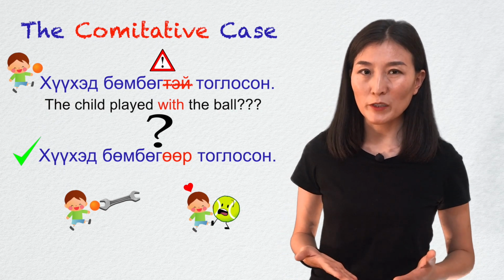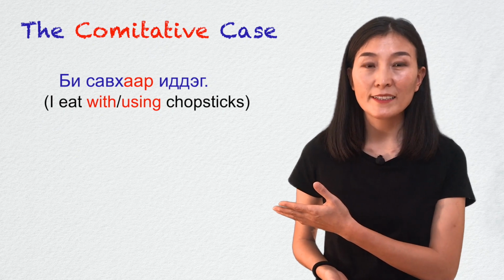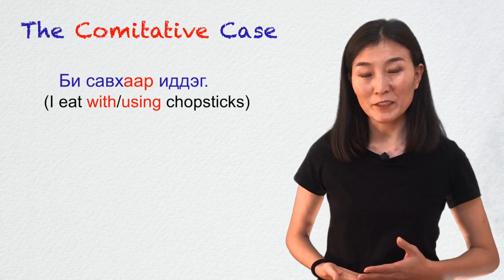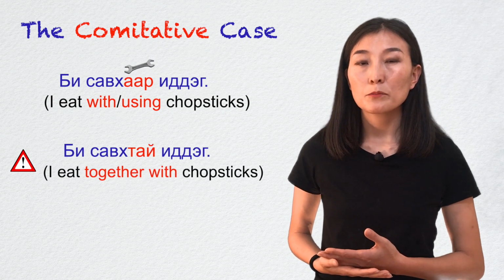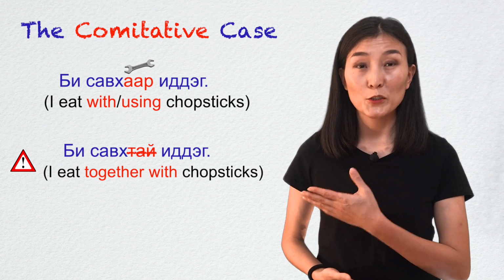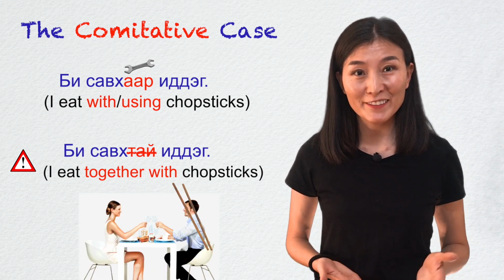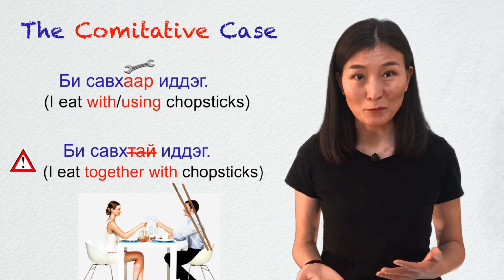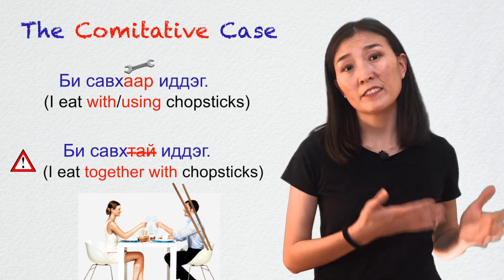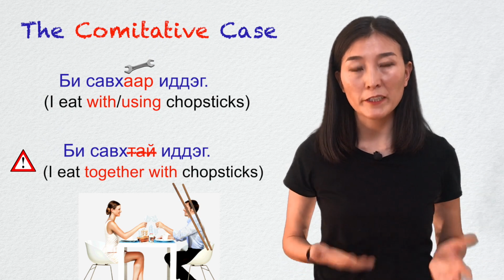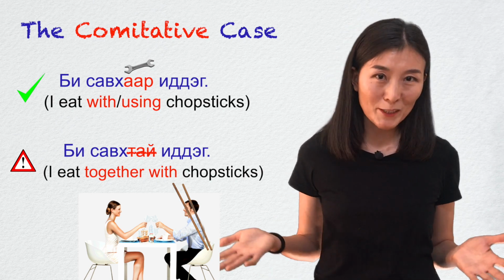To explain this another way, think about our examples with chopsticks. Bir savhar ettik. I eat with chopsticks, which means the chopsticks are an instrument used to eat. We would not say bir savhta ettik. You're not literally eating with the chopsticks as if they are your dinner date sitting across the table eating as well. The chopsticks aren't eating. You are eating. And you're using them as an instrument just like the boy is playing with the ball. He hasn't invited the ball for a play date to play together. Hope that makes more sense.